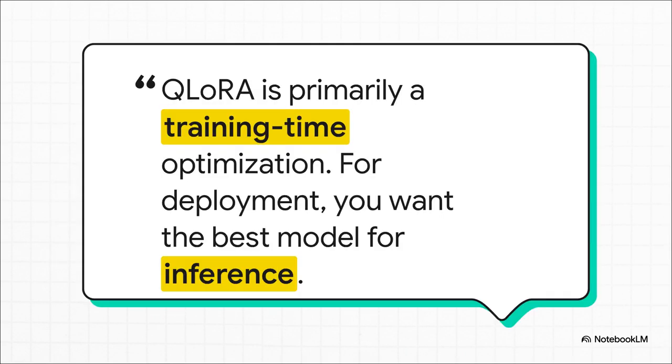Now, this is a really, really important point to get. QLoRa is primarily a training time trick. Its main job is just to make the training process possible on your hardware. But once the training is done, you don't have to keep it quantized. For production, you can actually merge those little adapters you trained back into the original full precision model. That way, you get the absolute best inference speed with no quantization getting in the way.